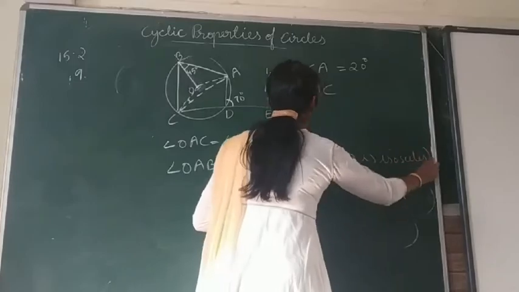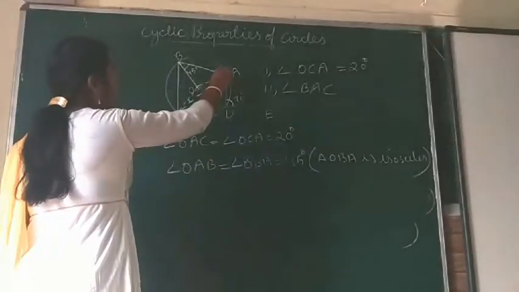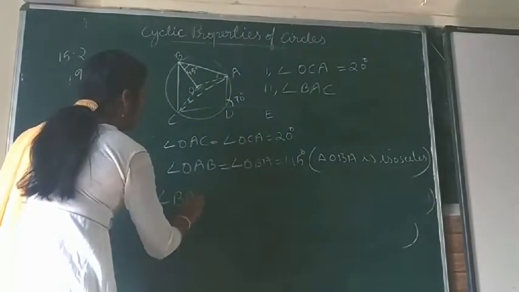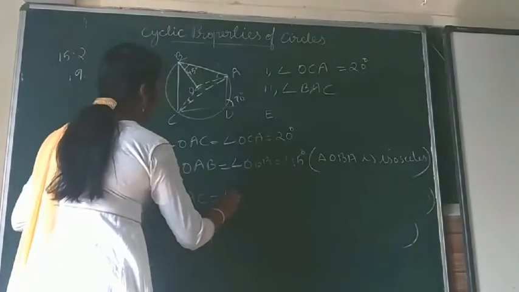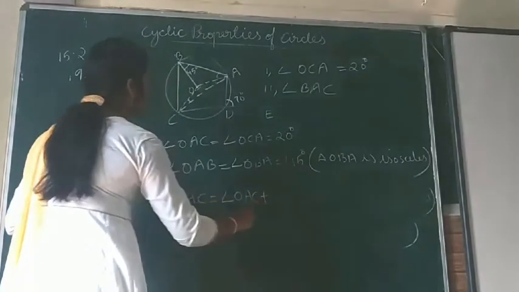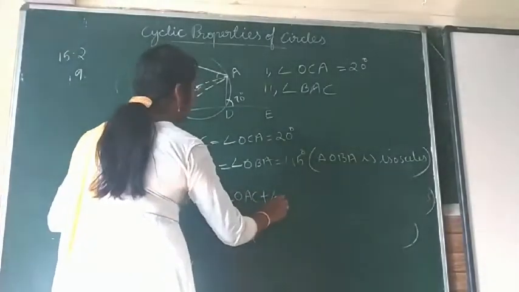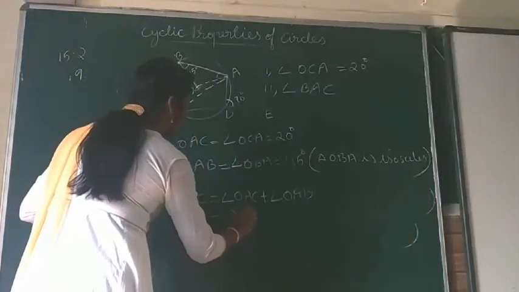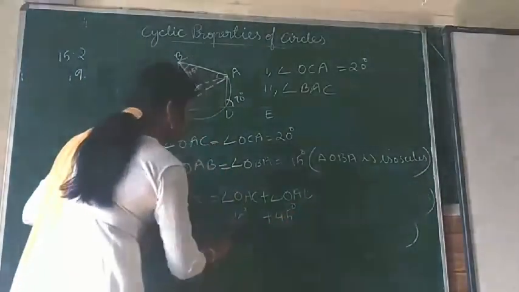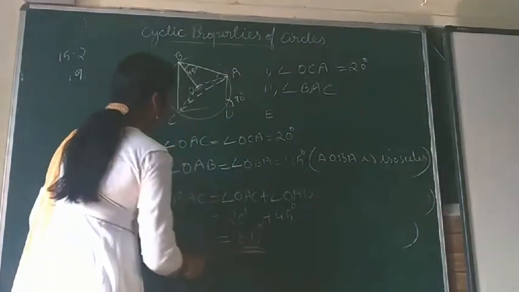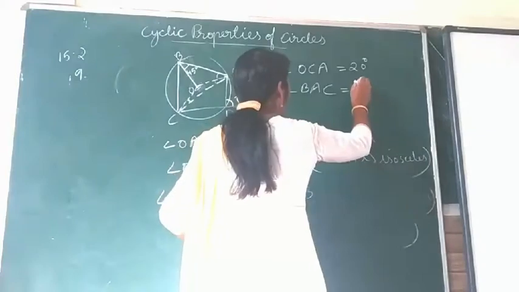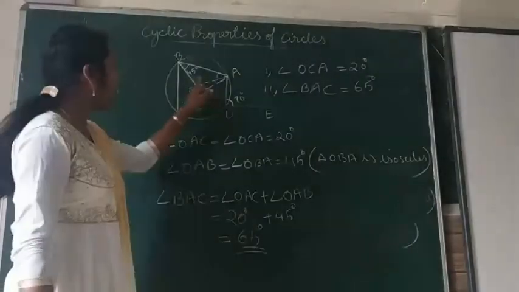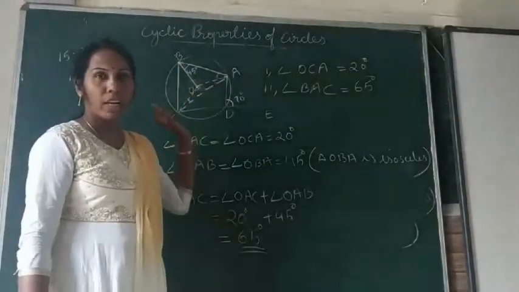Hence we have got these two angles. By adding, the value of angle BAC: angle BAC is equal to angle OAC plus angle OAB, which is equal to 20 degrees plus 45 degrees, equal to 65 degrees. This is the value of angle BAC. Angle BAC is equal to 65 degrees. So angle OCA is 20 degrees and angle BAC is 65 degrees.